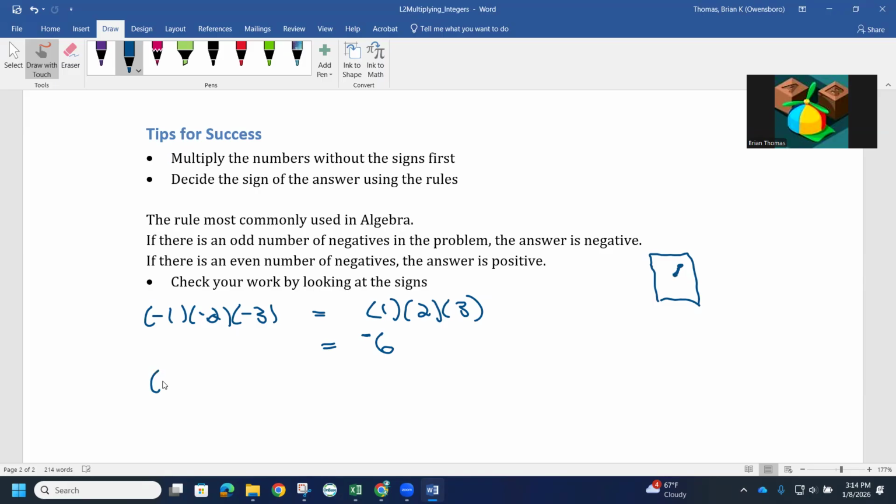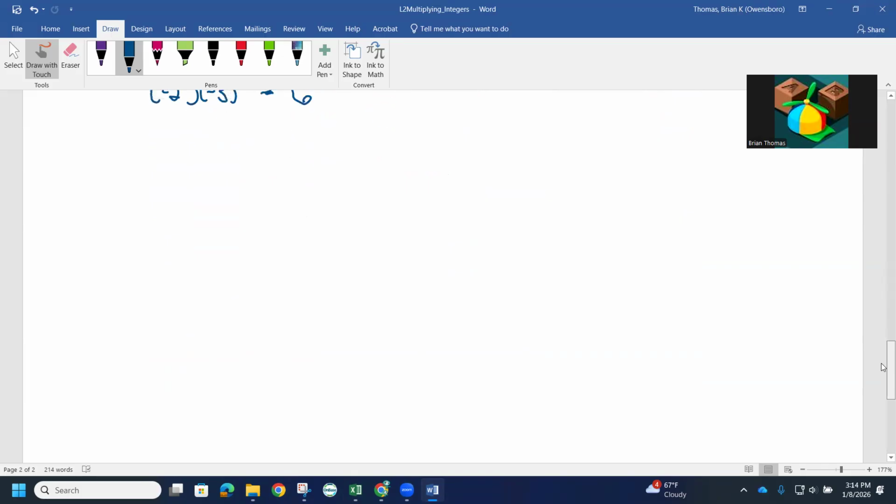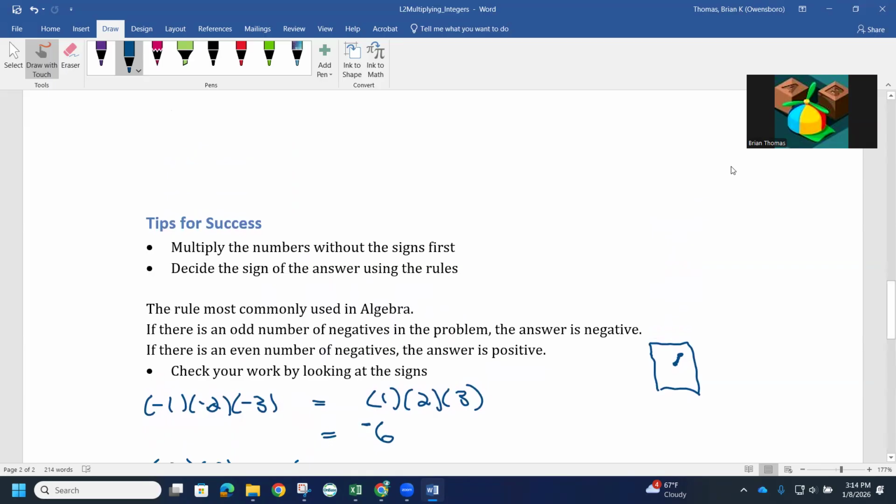Again, if I have negative 2 times negative 3, notice that a negative times a negative is going to be a positive 6 since we only have two negatives there. So we have that going on. All right, so I'll stop there on multiplication.